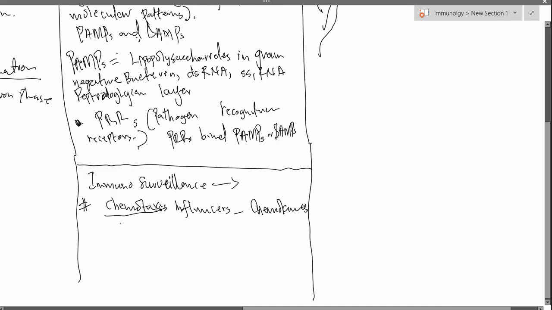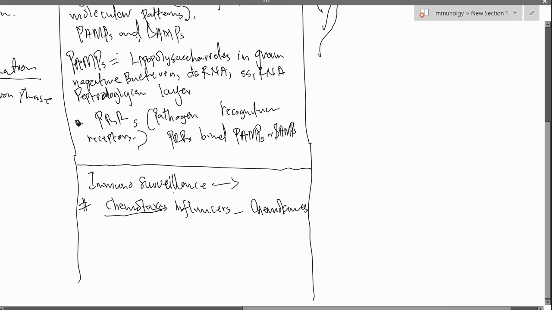So chemotaxis ensures that the immune cells that are patrolling in the bloodstream are targeted towards specific sites where inflammation is occurring. So that is how immunosurveillance is ensured. Constantly, the immune cells are patrolling, and they are always directed to pathogen sites, or the site of the inflammation.